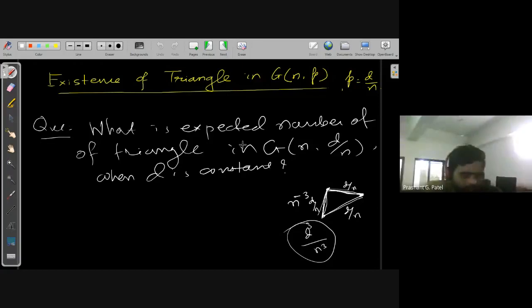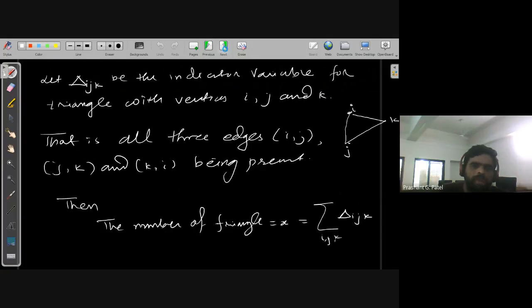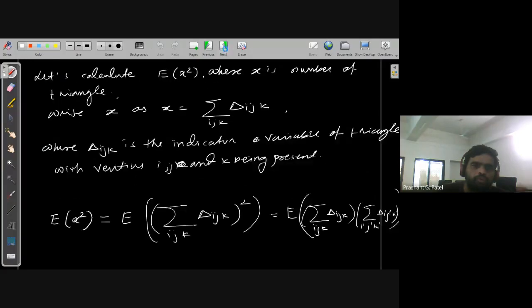So let us recall what we did in the previous lecture. We talked about the existence of triangles in the G(n,p) graph model, where p is the probability, which we have taken as d by n, where d is a constant. The expectation in this G(n,p) graph model with this value of p, we got, is d cube by 6, which is independent of n.